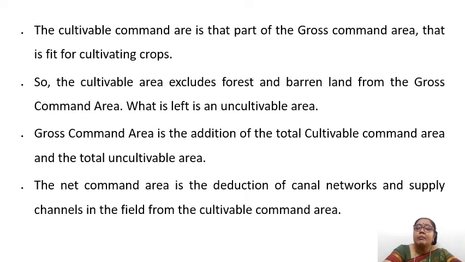So the cultivable command area is that part of the gross command area that is fit for cultivating crops. For the cultivable area, they would try to exclude the forests and barren lands from the gross command area, which is left as uncultivable area. In addition to this, for the total cultivable command area, we would try to add some more areas to make them cultivable.